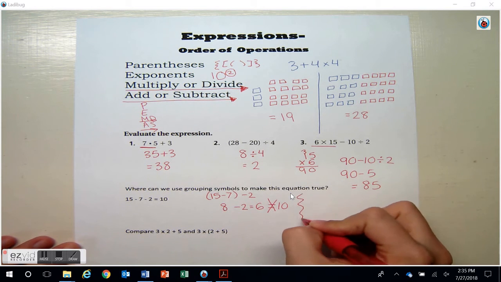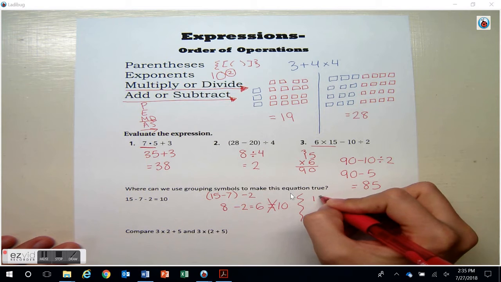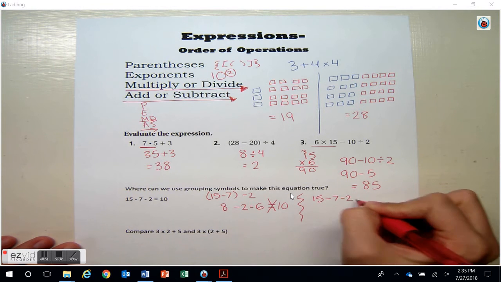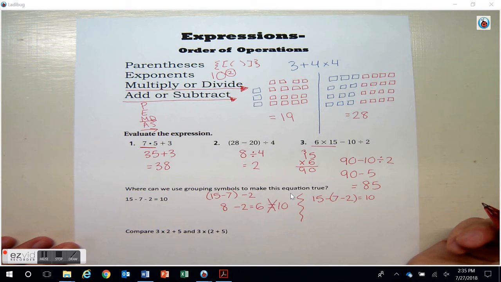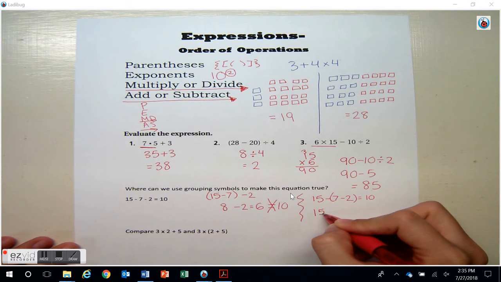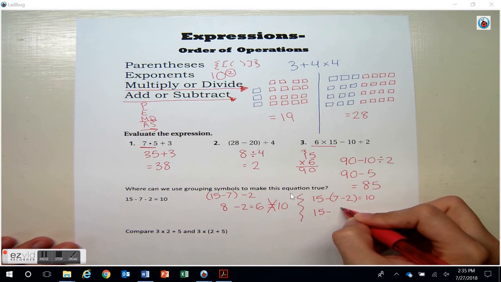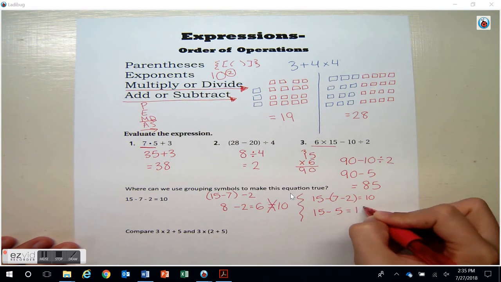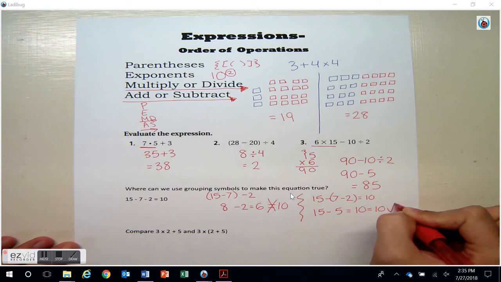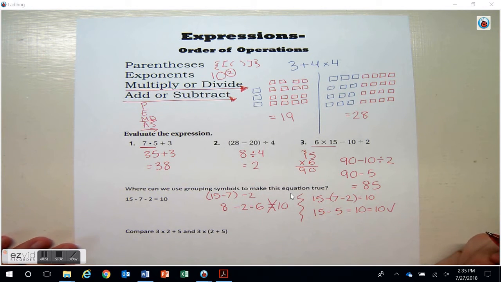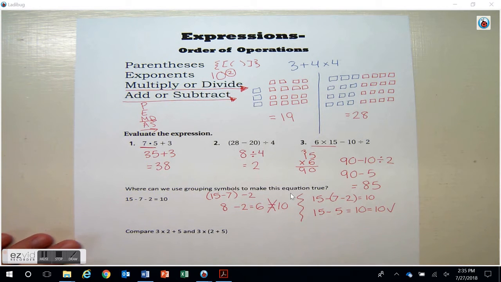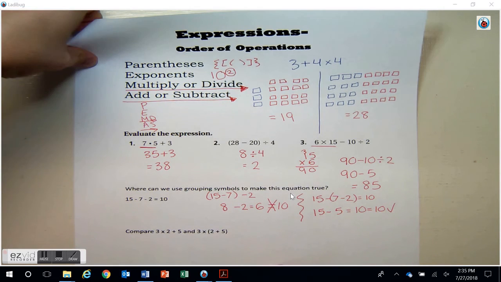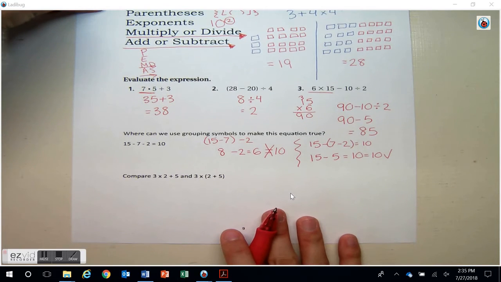Okay, let's look at another place to put the parentheses. What if we put them around the 7 and the 2? Well, 15, 7 minus 2 is 5, 15 minus 5 is 10, 10 equals 10. Ding, ding, ding, we found the correct answer. So we would put those grouping symbols around 7 minus 2, around that difference.